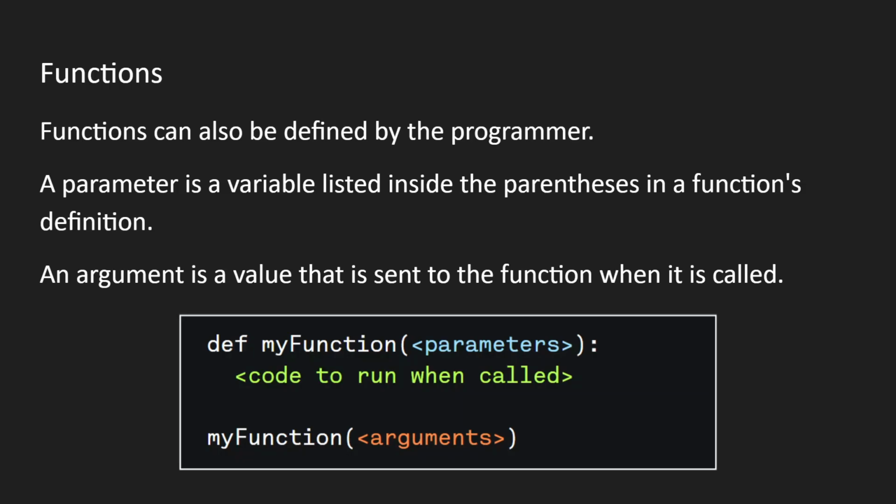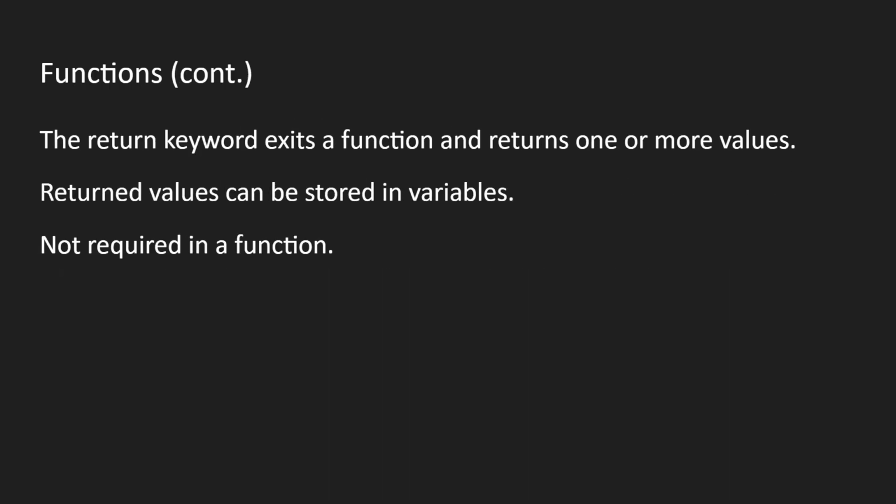A function's parameter is a variable listed inside the parentheses in its definition, and an argument is a value that is sent to the function when it is called. The return keyword exits a function and returns one or more values. These return values can be stored in variables, but not required in a function.